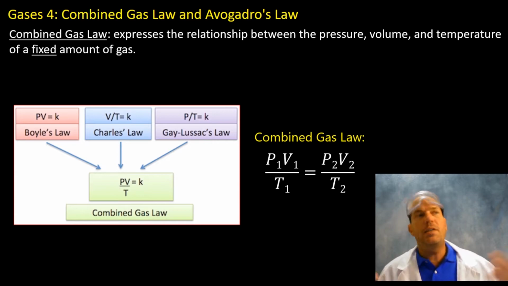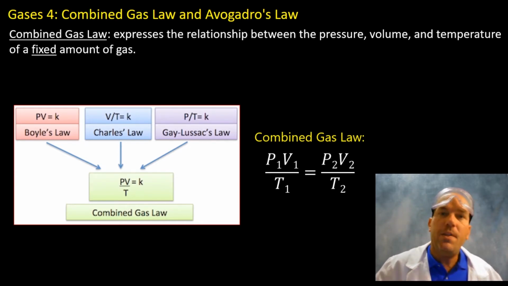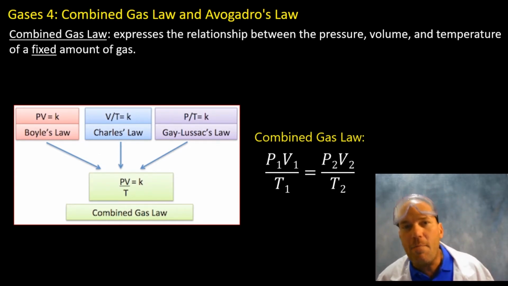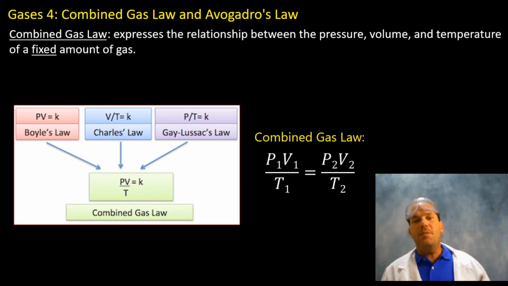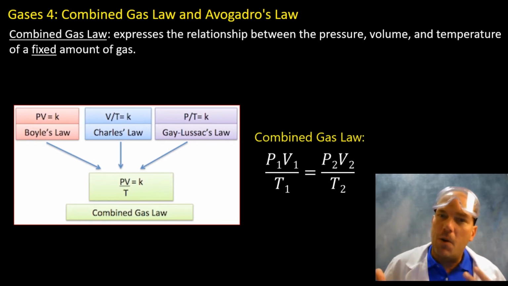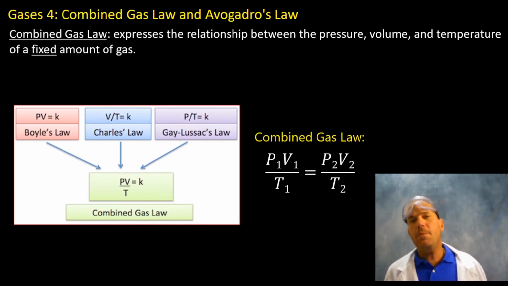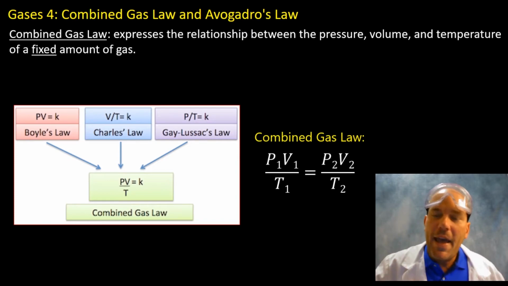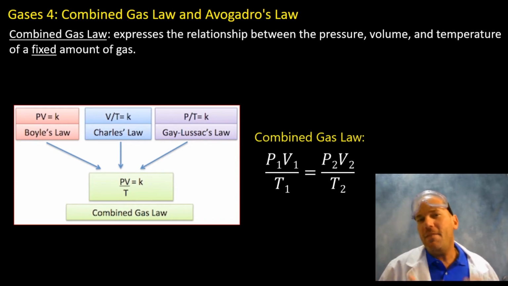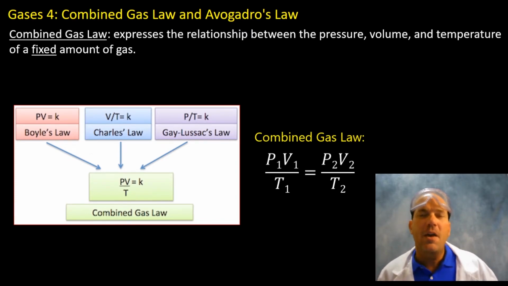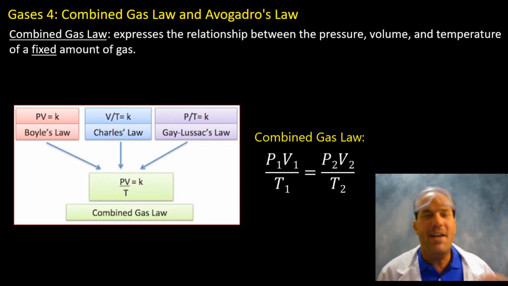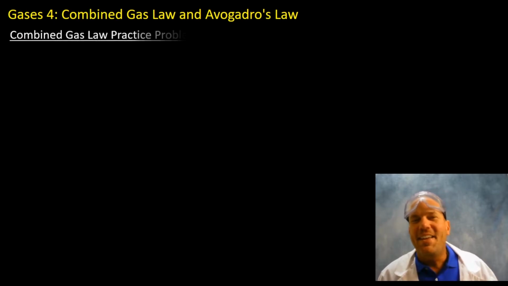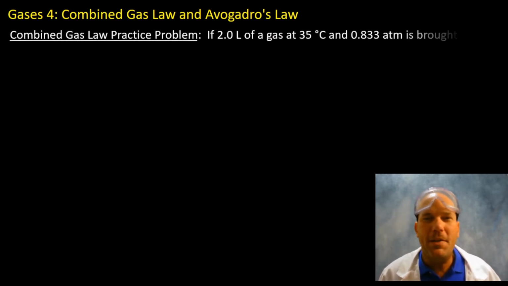So consider, say, a weather balloon rising into the atmosphere. Well, as it is rising into the atmosphere, the temperature is going down. The pressure is going down. So how would that affect the initial volume? Those are the types of questions we can answer with the combined gas law. Now, let's do one practice problem.